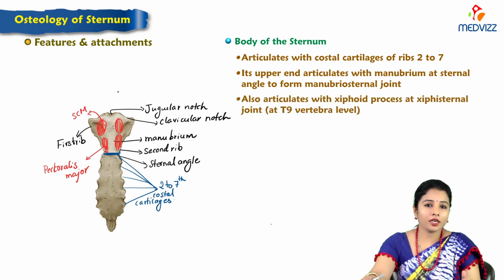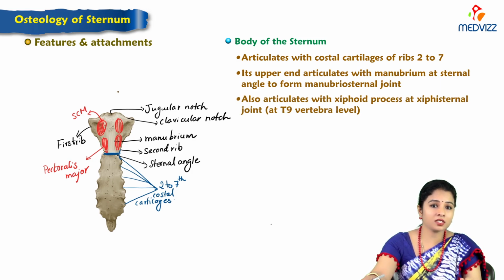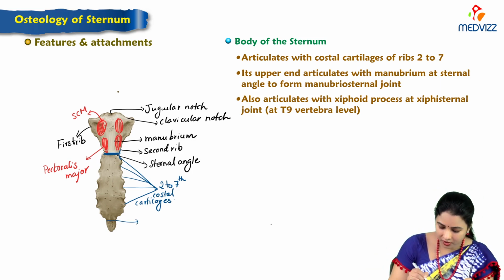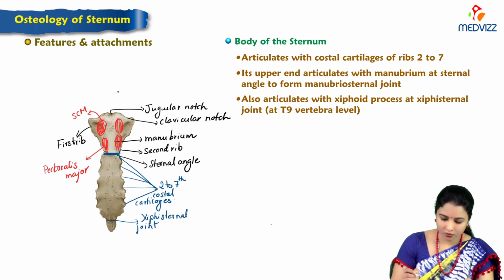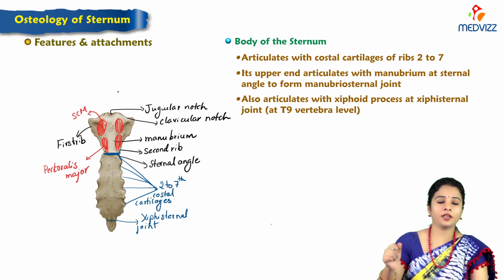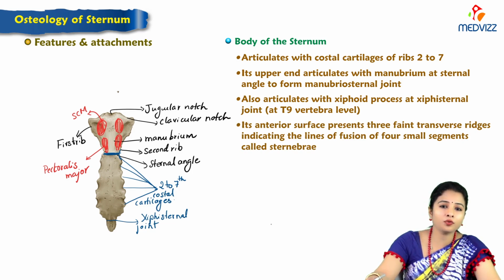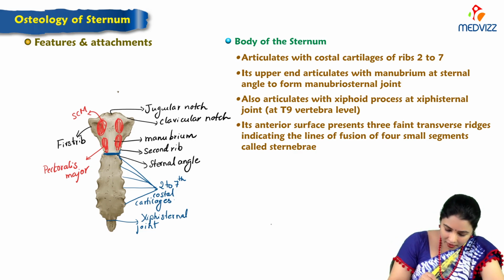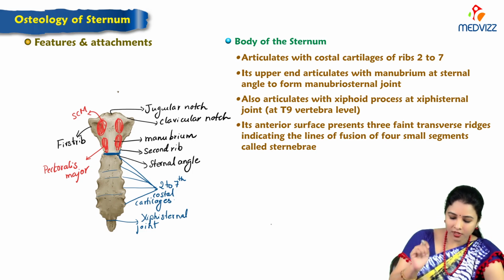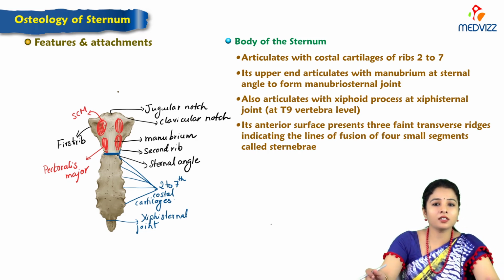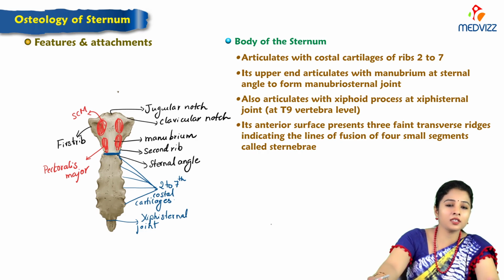The body also articulates with the xiphoid process to form the xiphisternal joint, which is present at the level of T9. So here is the xiphisternal joint. Its anterior surface presents 3 faint ridges indicating the lines of fusion of 4 small segments called sternebrae. We can see the faint ridges. So these faint ridges represent the sternebrae. During development, the sternum develops in the form of segments which are called sternebrae.